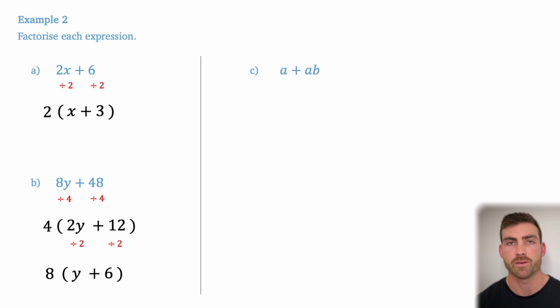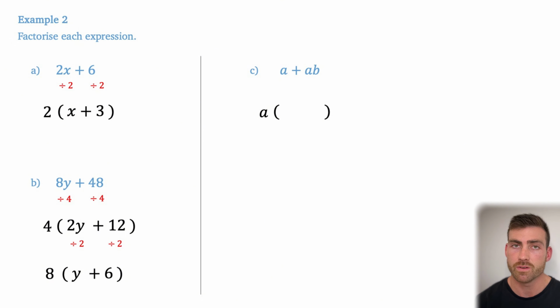In example C, I'll show you another method to factorize expressions. We set up the brackets. Since the highest common factor for the numbers is 1 for both terms, we go straight to the variables. We see that an A is common in both terms, so we can take out an A. Next, moving on to the variable B. Since the first term does not have a B in it, we can't take it out.